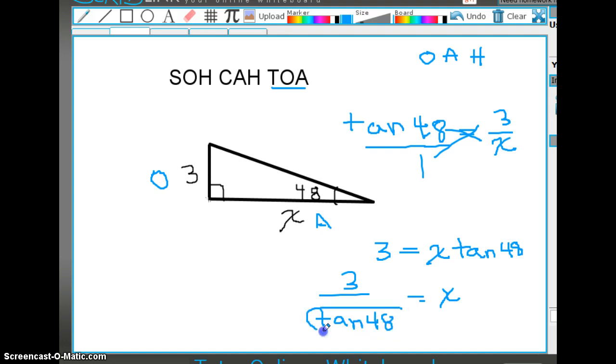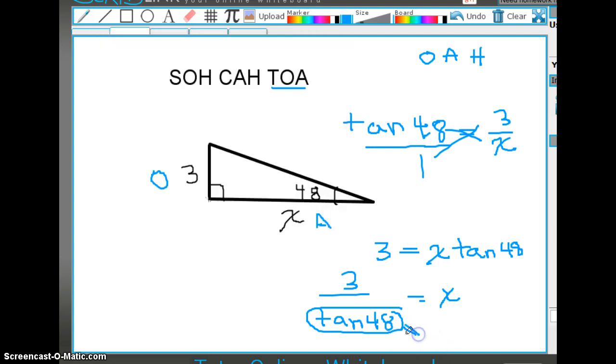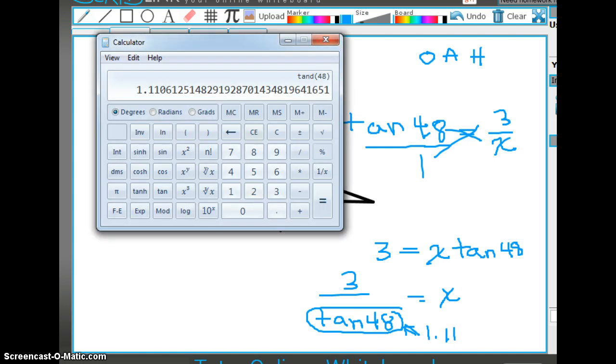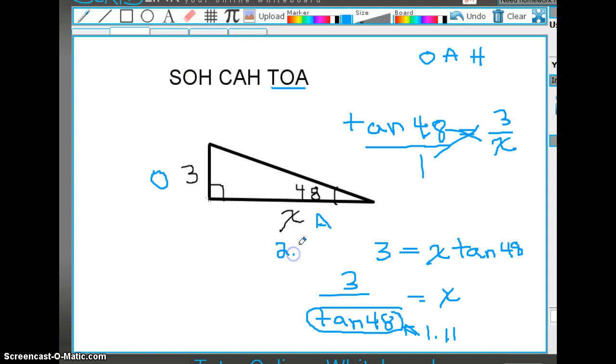So let's go find out what the tangent of 48 is. We open up our calculator and clear it. 48 tan, just hit the tan button. You're not doing the inverse, you're just doing the tan button. So it's 1.11. So our solution would be 3 divided by 1.11, 2.70 units. So x would be 2.70 units. Obviously I didn't quite draw that right because I made it look longer than 3.